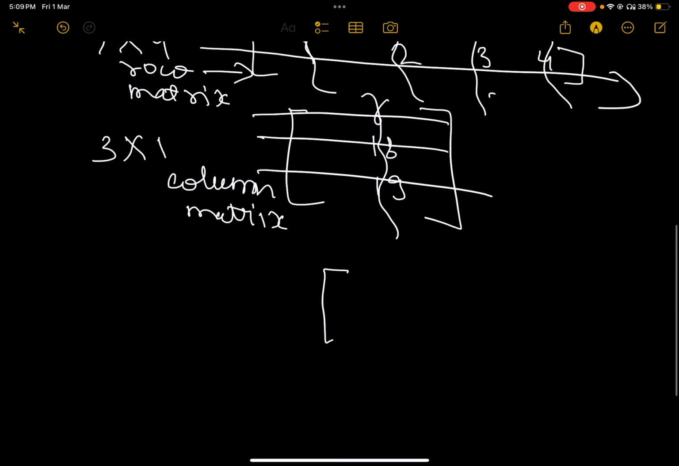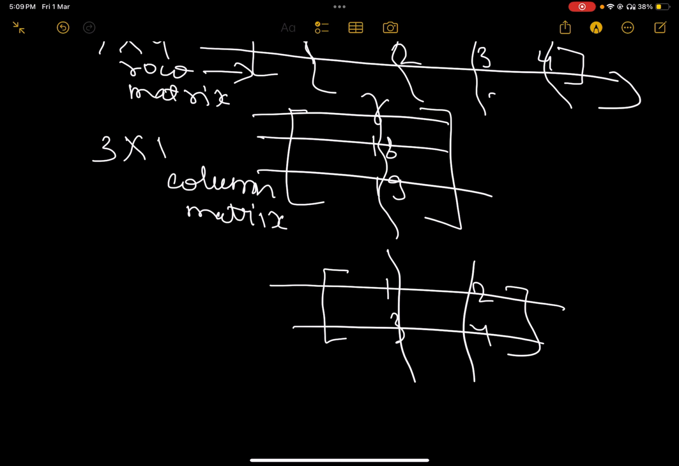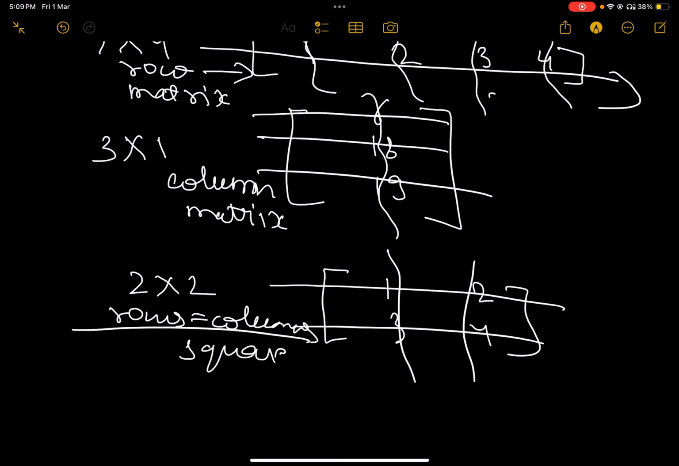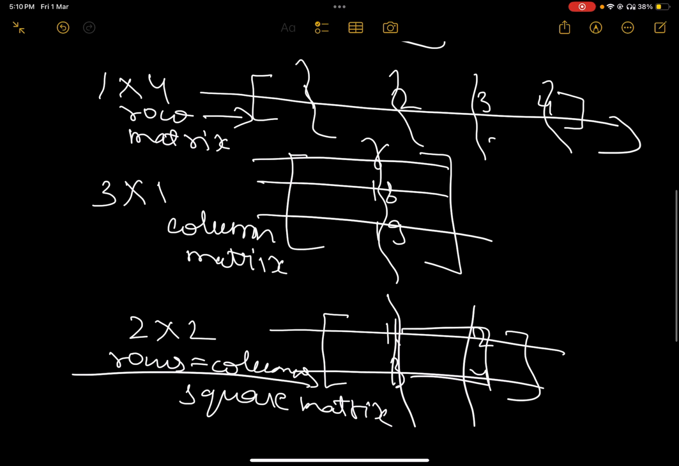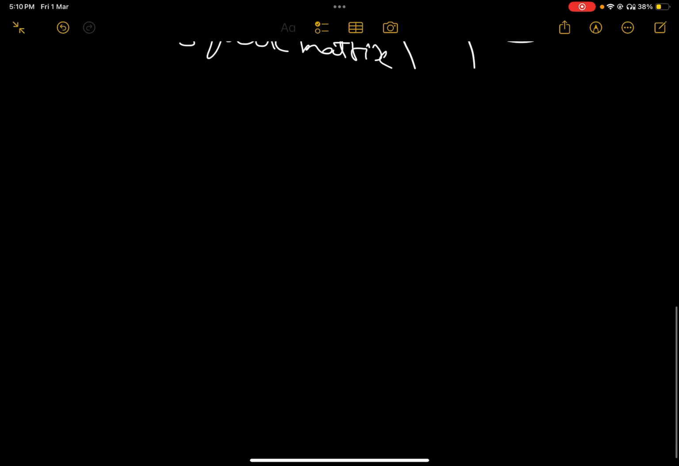Also, the first matrix we drew, 1, 2, 3, 4, had an equal number of rows and columns. When we have rows equal to columns, it is a square matrix because it forms a square. That's it. That's why the name. Now, we are done with order of matrix, what is a row matrix and what is a column matrix. Now, we go on.